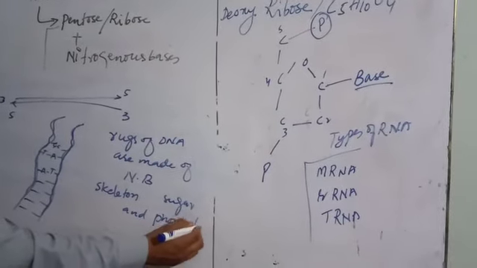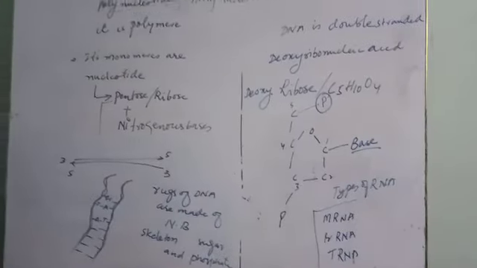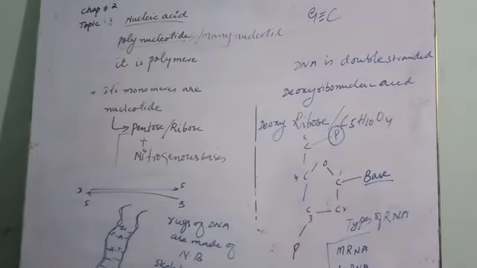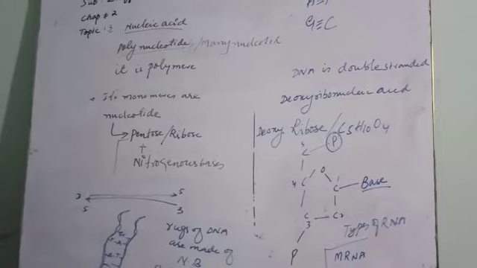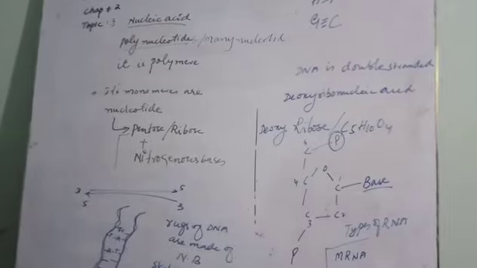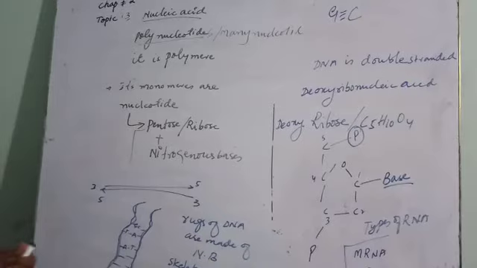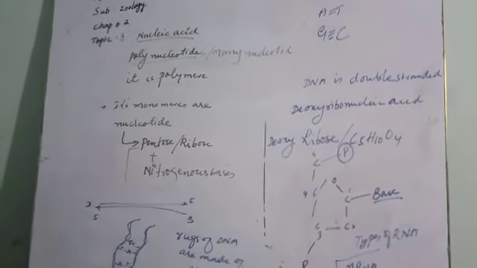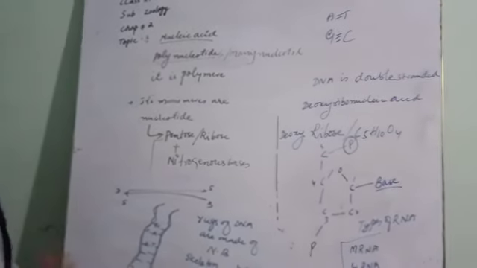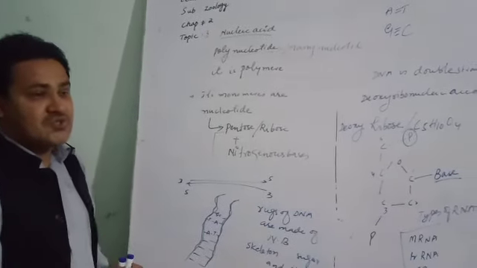So DNA is double stranded and RNA is single stranded. There are many evidences that DNA is a genetic material. RNA is also genetic material of viruses, but DNA is the genetic material. Genetic material is that which can be transmitted from parents to offspring.